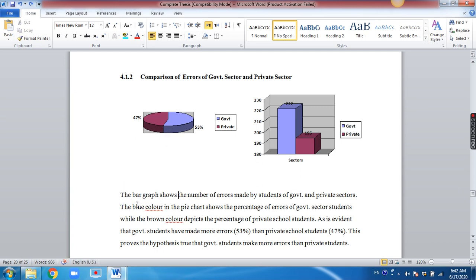Like see, this one is known as a bar graph, and it shows the number of errors made by students of government and private sectors. The blue color in the pie chart shows the percentage of errors of government sector students, while the brown color depicts the percentage of private school students' errors. As is evident, government students have made more errors, that is 53%, than private school students, 47%. This proves the hypothesis true that government students make more errors than private students.